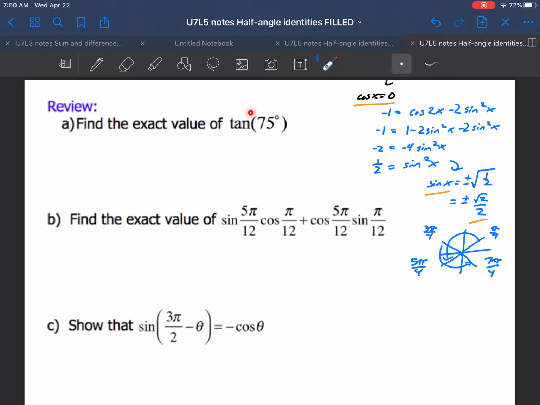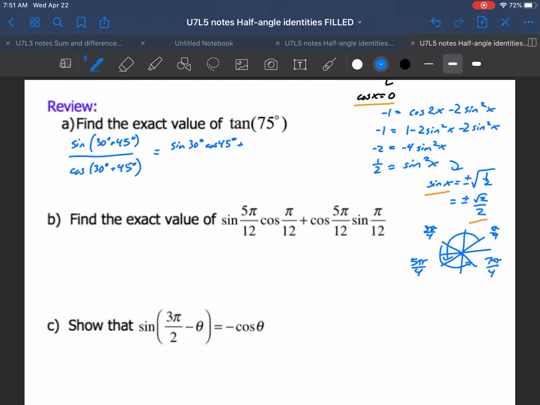So this is still some review, right? More stuff. Find the exact value of tan 75. Well, that isn't a unit circle angle, but hopefully we're thinking that's 30 plus 45. So I could write this as the sine of 30 degrees plus 45 degrees over the cosine of 30 degrees plus 45 degrees. All right. I don't remember the sum identity for tangent, so I'm just going to write it this way. I do remember these.